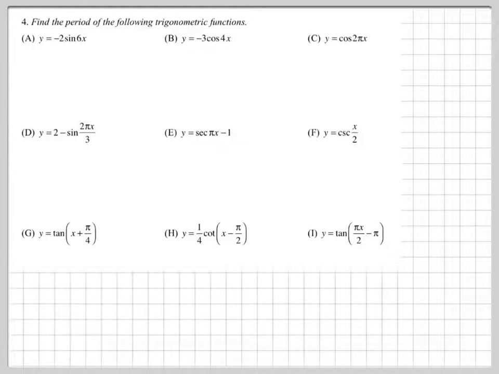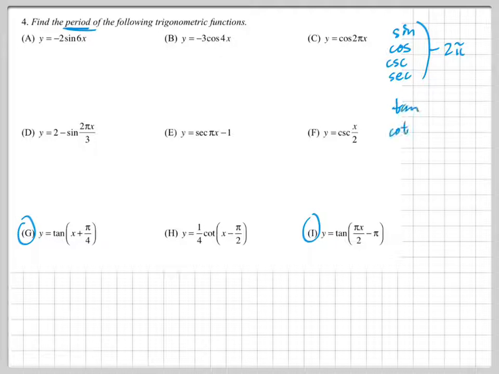All right, finding periods of trigonometric functions. Okay, we're going to work on G and I. Now, in order to find periods, you must know your mother functions. So sine, cosine, cosecant, and secant are all mother functions, and their common baseline period is 2 pi. And then the other two, tangent and cotangent, their baseline period is pi.